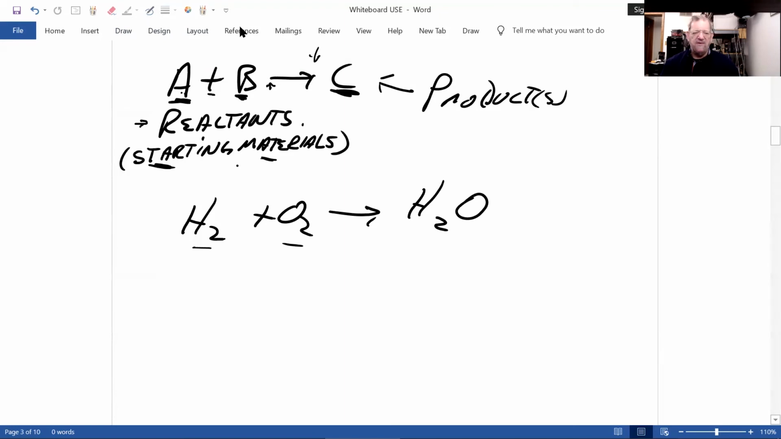So remember, in a chemical reaction, on the left side of the arrow, those are the reactants or starting materials. On the right side of the arrow, those are the product or products. So in this reaction, hydrogen plus oxygen make water. I'm going to ask you to try first. What are the products? What are the reactants?